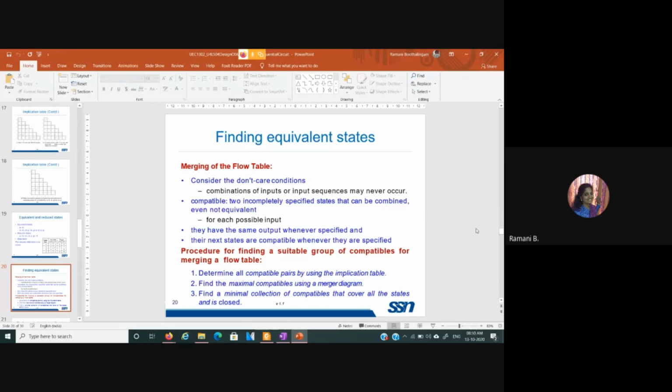For that purpose, we go for a merger diagram to know that you can combine D, E and G together to give a single state. We will see that, and then you find the maximal compatibles from that particular set. Then we find the minimal set from it using the closed covering condition. So let us see one by one.